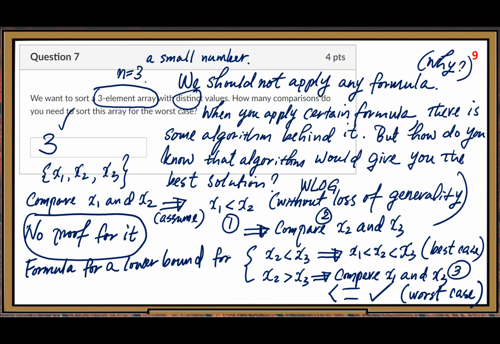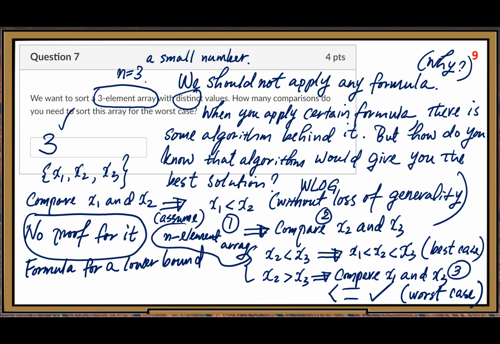For the lower bound, I do not write it all because I do not have that much space here. The lower bound for the number of comparisons to sort an n element array. We want to sort this n element array.